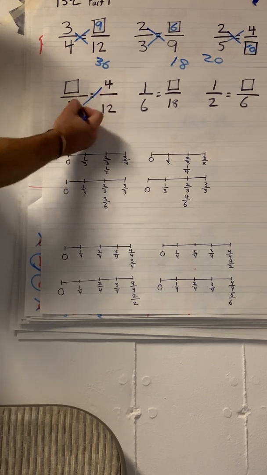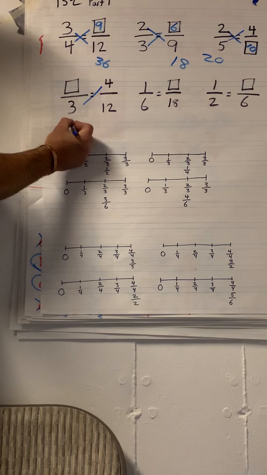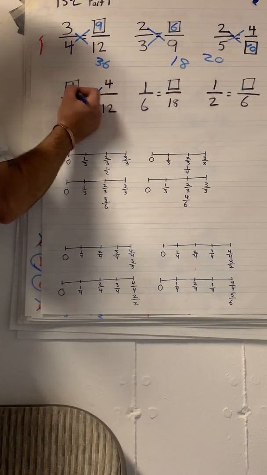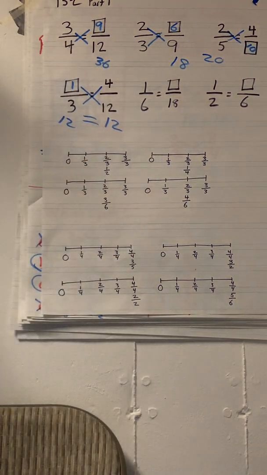So let's go this way. 4 times 3: 4, 8, 12. And what times 12? Well, it would have to be 1 times 12, because 12 equals 12. All right?